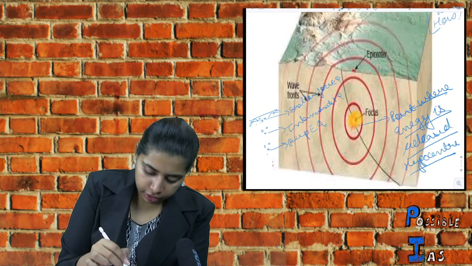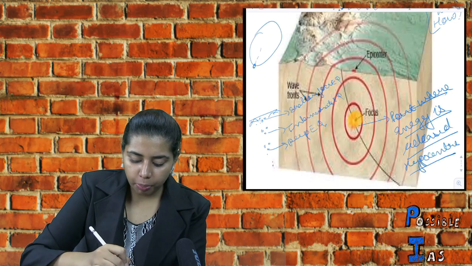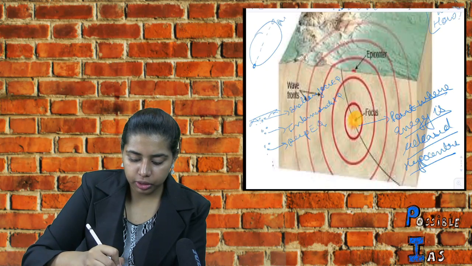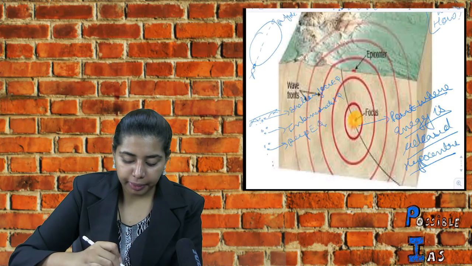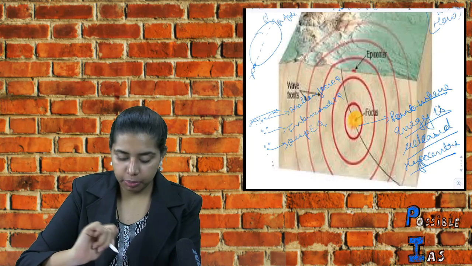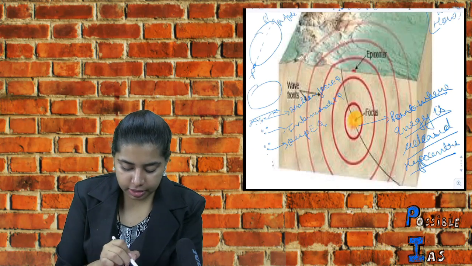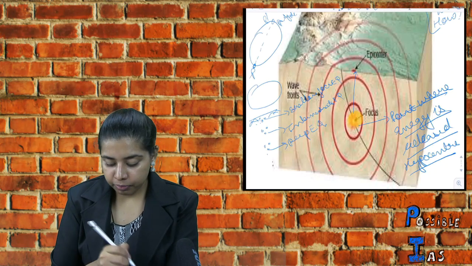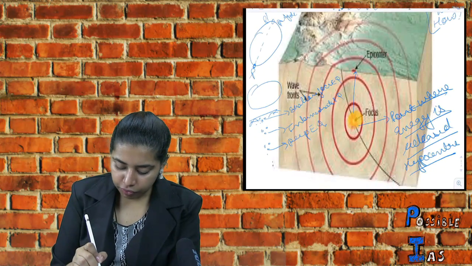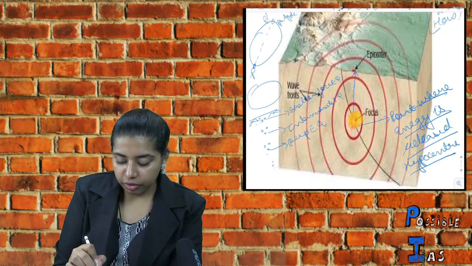Now one thing you should know is, if there is a point P on the earth, the diametrically opposite point P dash is known as its antipole. Right above the focus, there is a point called the epicenter. If you travel directly from the focus to the surface of the earth, the point directly over the focus is known as the epicenter.